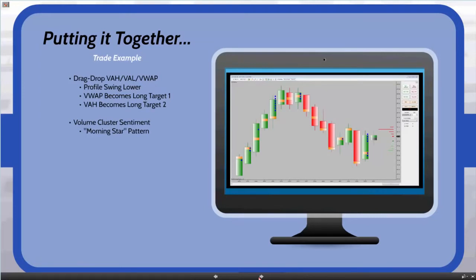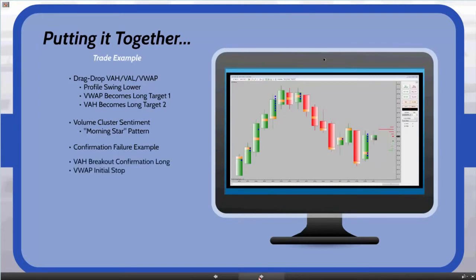Okay, so specifically, I'll be profiling a large swing lower, and I'll be looking for a long to trade back up to the VWAP and eventually across the value area. Okay, the next thing that we'll see is how the volume cluster sentiment sets up the trade. Okay, I'm going to profile a couple of different setups before finding the right one. So you're going to see an example that fails to confirm. So make sure you take a look at it.